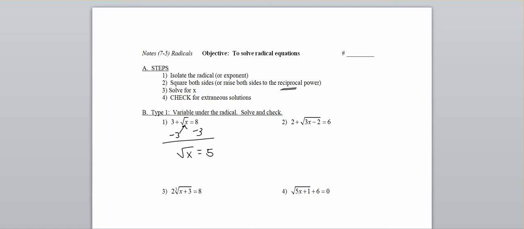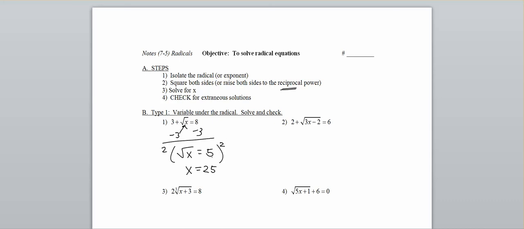Well, we have to get rid of the radical. So if we look at step 2, it says square both sides. And that should make sense, because to get rid of a square root, I want to square it, because the square root squared is just going to give me x. But I can't just square the left side, I have to square the right side. So 5 squared would give me 25. So 25 is my solution, and I do need to check this.